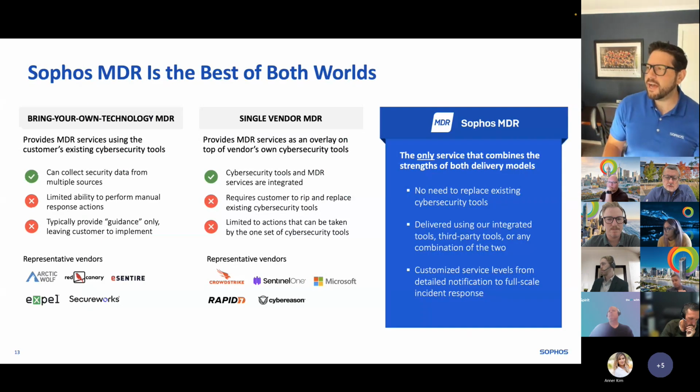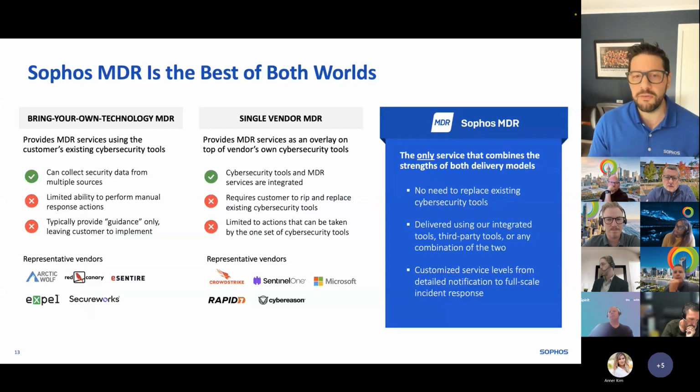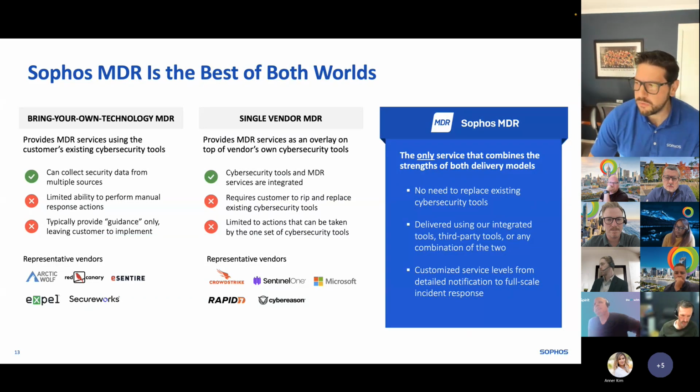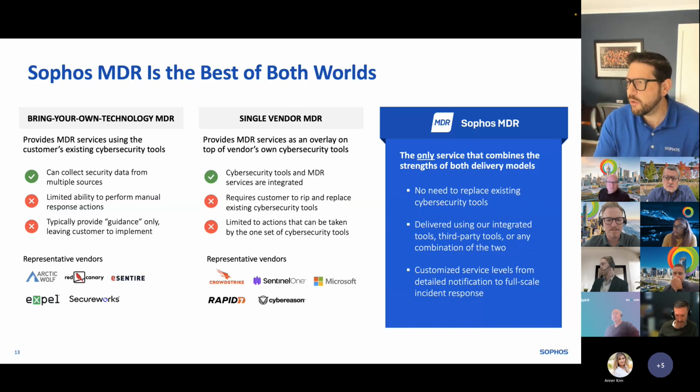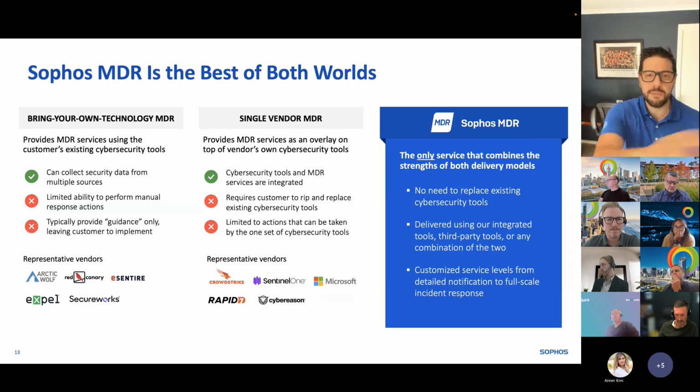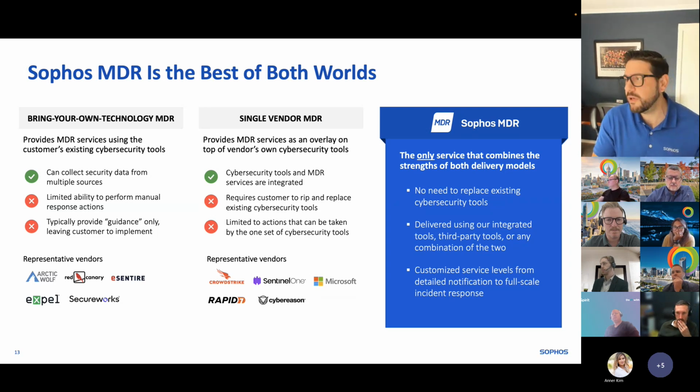So why is Sophos MDR the best? Quite simply, up until recently, there's been two flavors of MDR, or security service. One is bring your own technology, so the likes of Arctic Wolf and SecureWorks, Red Canary, etc., where they'll basically overlay across the technology you have, but it's really, really limited. They will collect security data from multiple sources, but it's pretty much guidance only. They'll say, hey, you probably should do this and that. We noticed something over here, you probably should go do something about it. Still leaves an awful lot of expertise for the customer to try and work out.